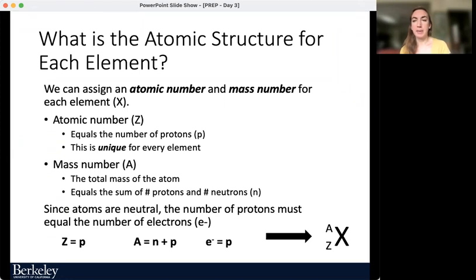This might become clearer with an example in a minute, but does anybody have any questions on what these numbers mean? Okay.